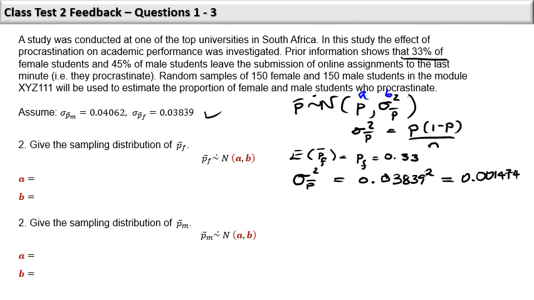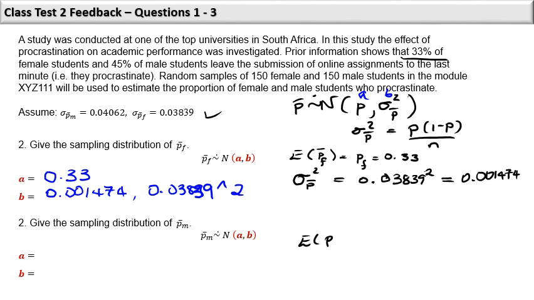So that means, to answer this question, this is your A, this is your B. So you agree with me that the value of A is 0.33, and then the value of B you could have just given as 0.001474, or on ClickUp, given it as 0.03839 squared, but most of you just left it like this and forgot to square it. That is why we say to the power 2, and remember that's how you type squared, or to the power of 2 on ClickUp.